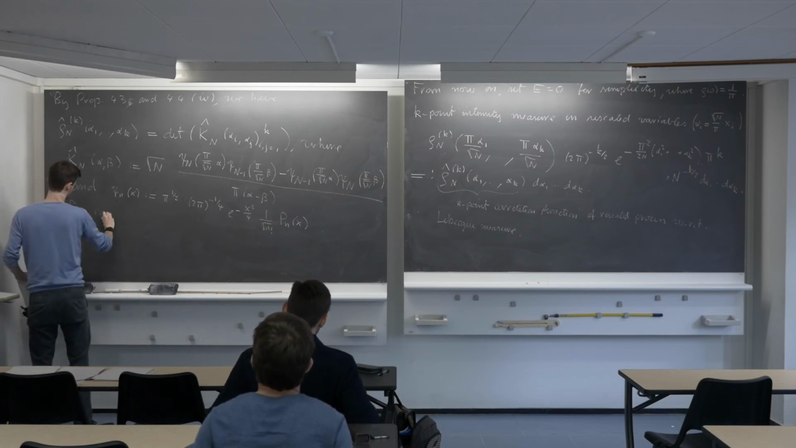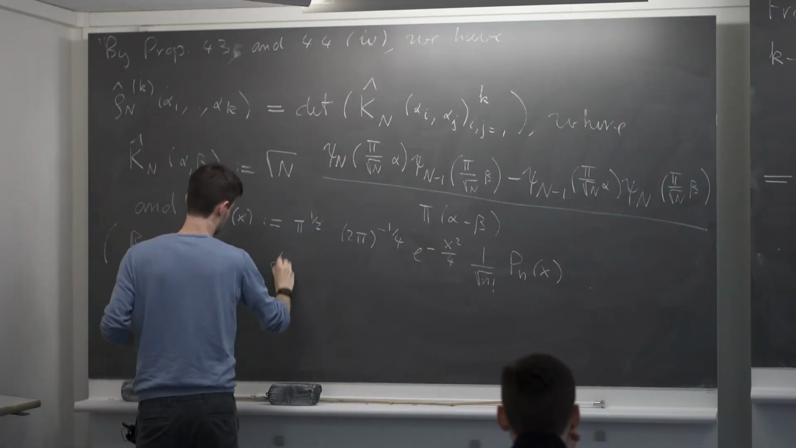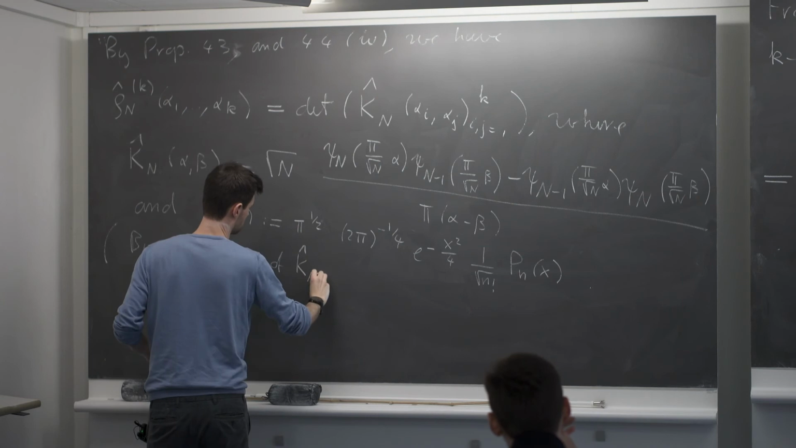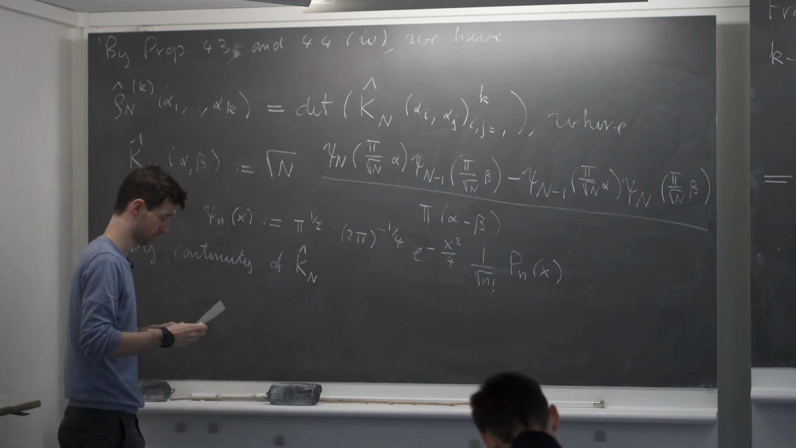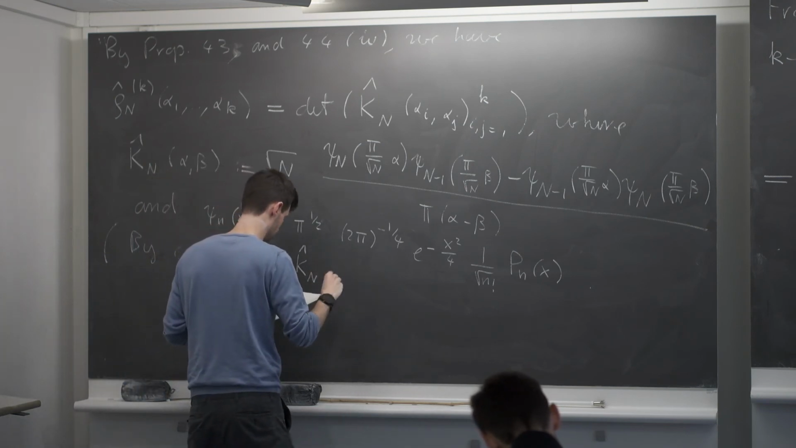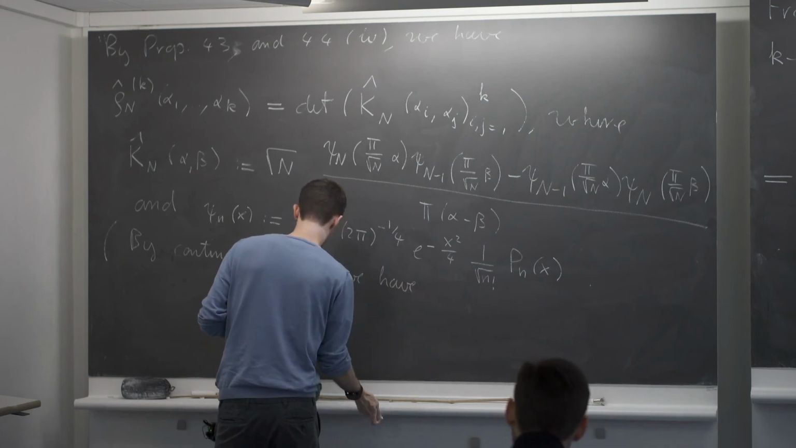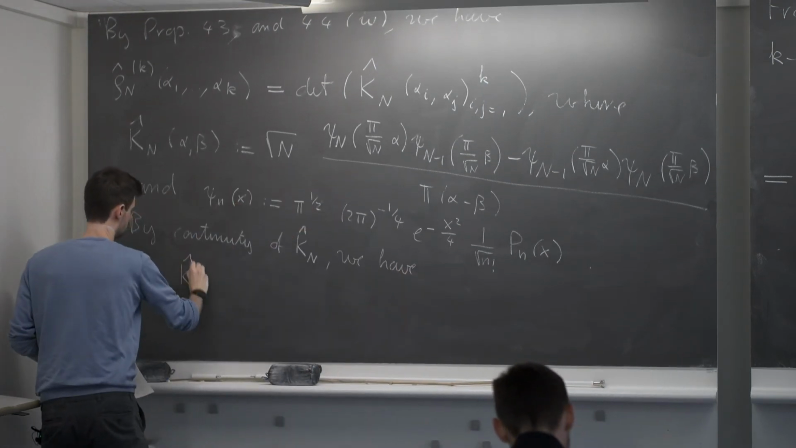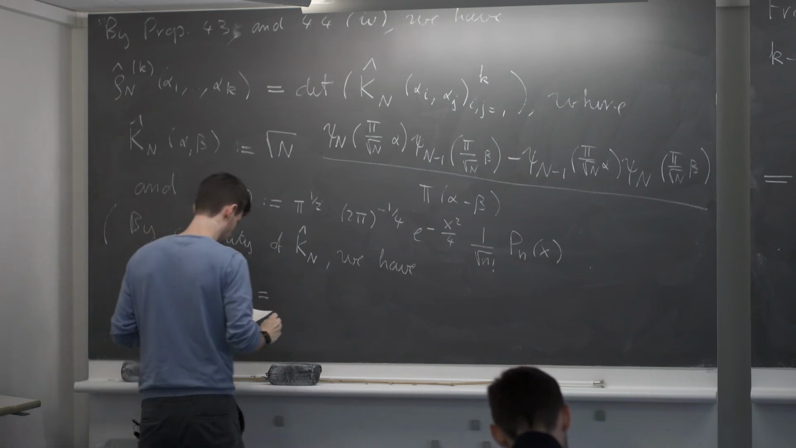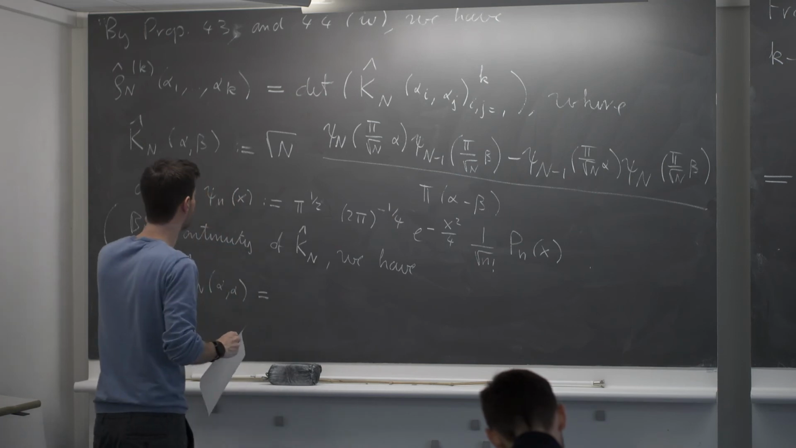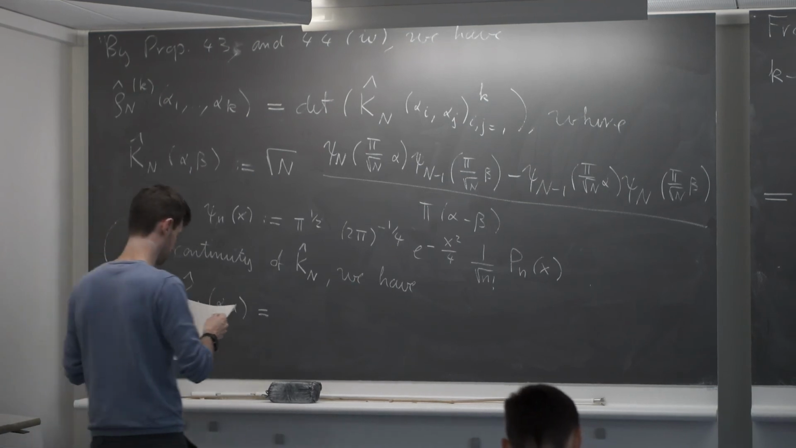So by continuity of k hat n, and this is a continuous function, if you just go back to the original definition of k n, it's obviously a continuous function. It's an analytic function even. So we have k hat n alpha alpha is equal to, you can, for example, take the derivative in alpha in the numerator and the denominator.